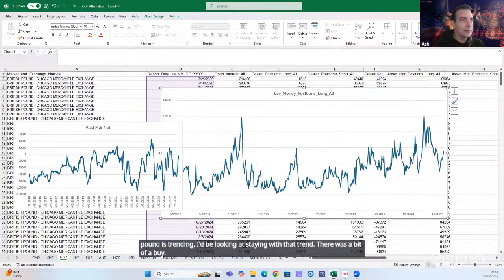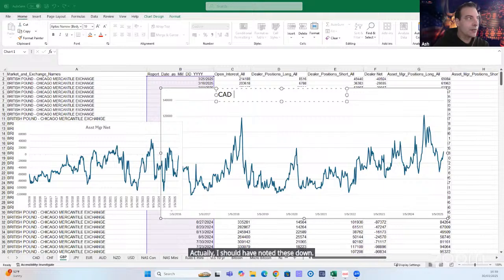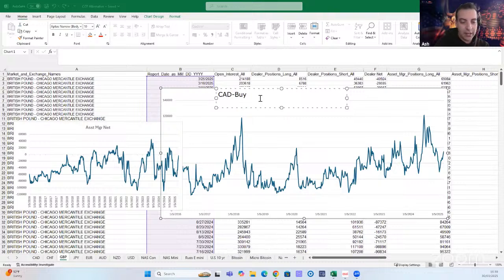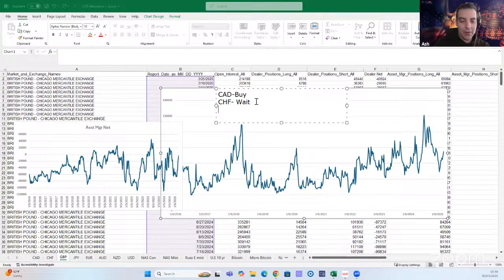Actually, I should have noted these down. So CAD is a buy. The Swifty is wait. And this is just in conjunction with COT data. The Swifty's wait. The pound is a continuation. So you can stay with the trend on that one.